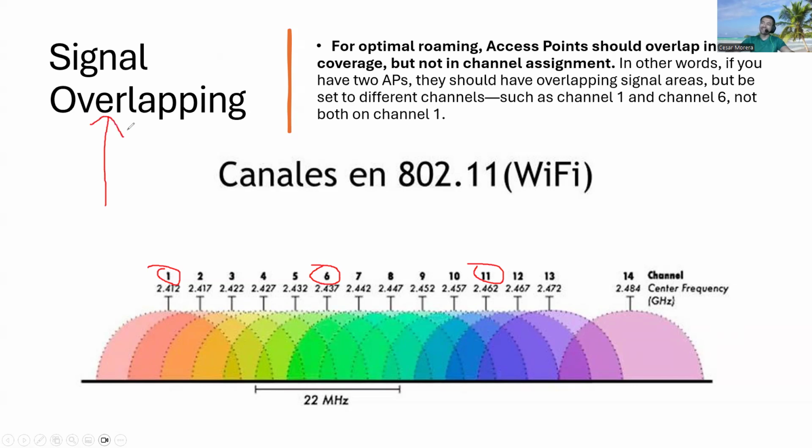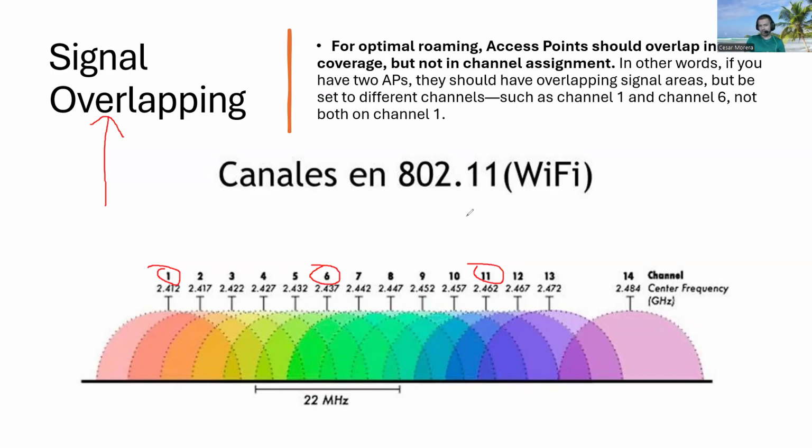And we are trying to avoid the signal overlapping. For optimal roaming, access points should overlap in RF coverage, but not in channel assignment. In other words, if you have two APs, they should have overlapping signal areas, but be set to different channels, such as channel 1 and channel 6, and not both in channel 1.